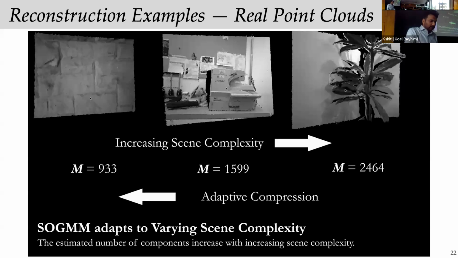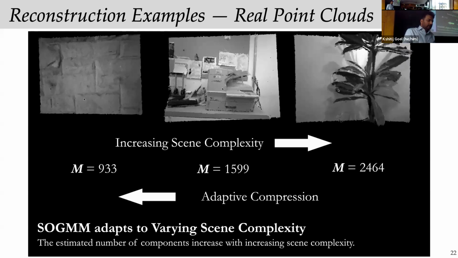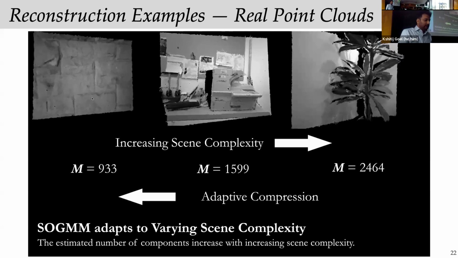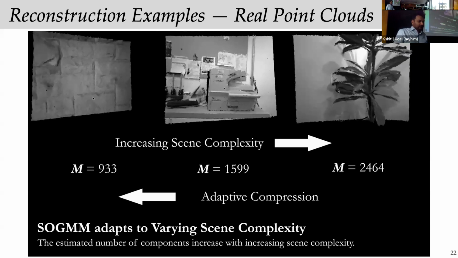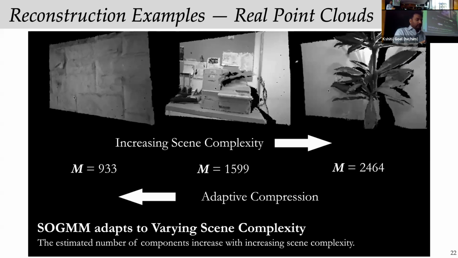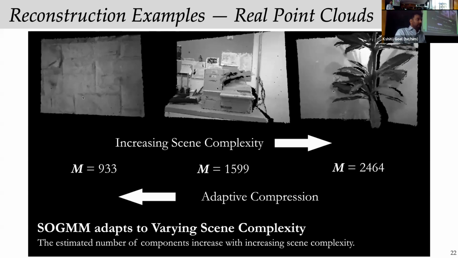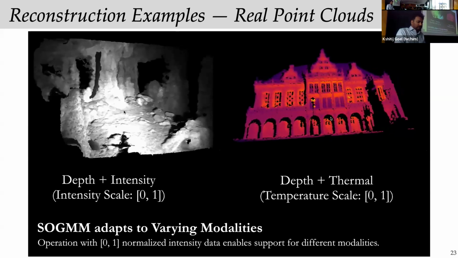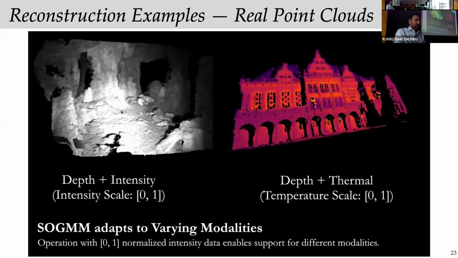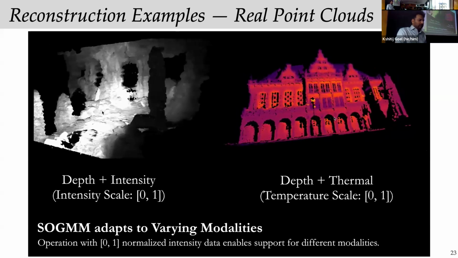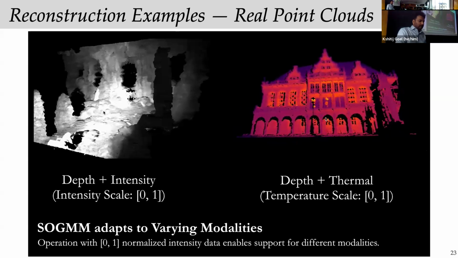Here are some examples of the reconstructions obtained through the proposed approach on grayscale point clouds. From left to right, the amount of variation in depth and intensity values is increasing as the expected number of components M also increase. The proposed approach clearly adapts the complexity of SOGMM as the complexity in the scene increases. Another feature of the proposed approach is that it can work for both data like grayscale values and thermal values. This video shows reconstruction obtained for an outdoor thermal LiDAR scan of a building.